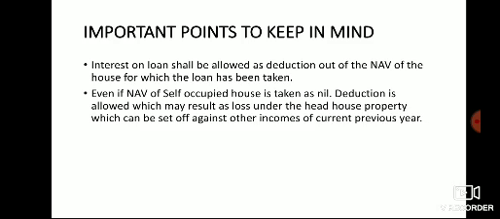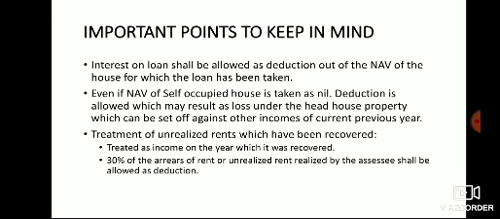Usually the NAV is nil for a self-occupied house. Even if it is nil, deductions are still allowed. In this case, there will be a negative value, which will be treated as a loss under the head house property. This loss can be set off against other incomes of the current previous year.